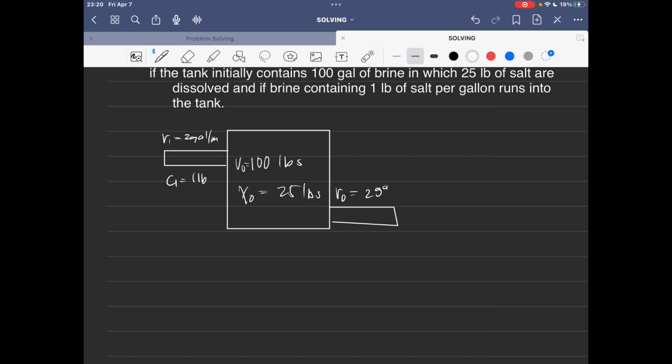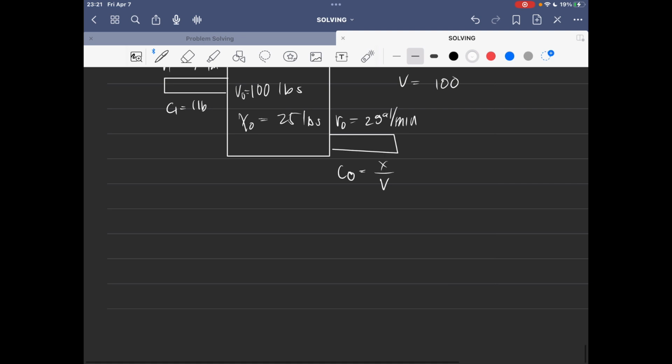2 gallons per minute. Then R sub O, which is now different. So R times V is equal to 100 minus 2 minus 2 times t. V is equal to 100. So R sub O is x over 100.